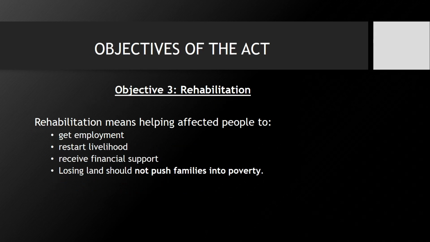What was the third objective? The third objective was rehabilitation. When you read the full name of the act, the name itself tells a story. So the third objective is rehabilitation, which means helping affected people to get employment, restart their livelihood, and receive financial support. Losing land should not push families into poverty. So these points are self-explanatory. I am not going into the depth of these points.